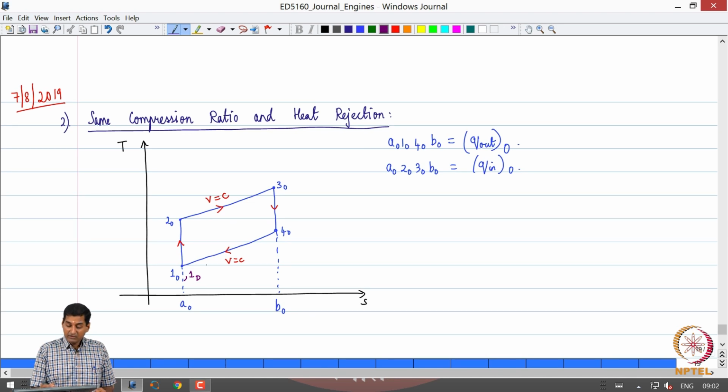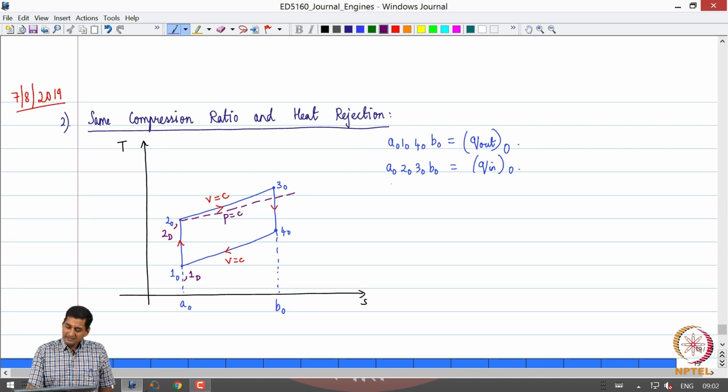Then we have isentropic compression. So, where should 2D be? Same as 2O. Why? Because same compression ratio. As we realized from the analysis, T2 was T1 times R power gamma minus 1. T1 is the same for both cycles, R is the same, that is the condition we are given. So, T2 should be the same, so 2D should coincide with 2O. Now let us draw the constant pressure line passing through 2D, and that is going to be something like this, right.